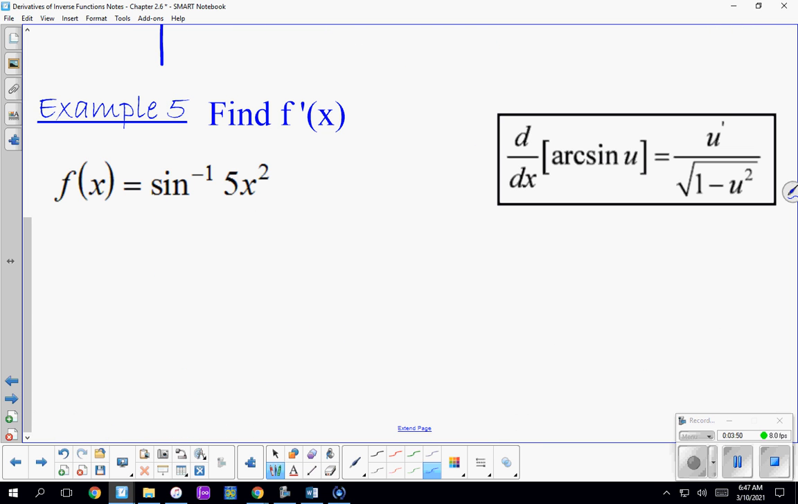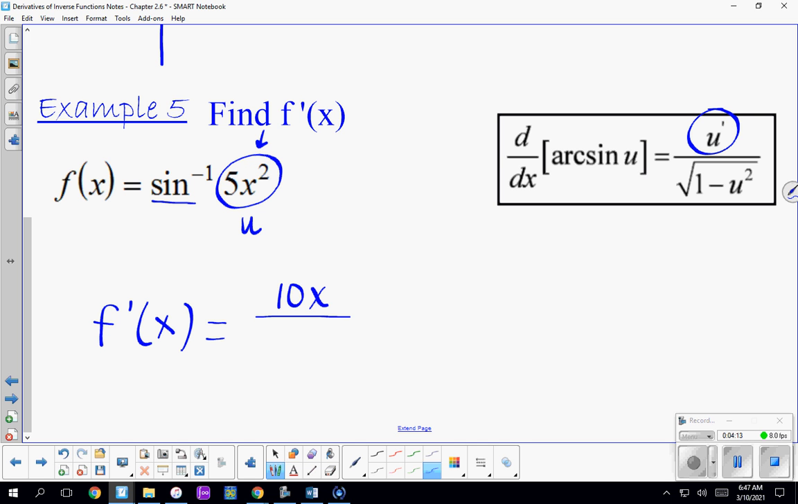Okay, our last example with this. Again, this is just a different way to say the inverse sine. This is my u value because that's what's inside of my inverse trig function. So I'm going to put its derivative in the numerator. So the derivative of f is going to be the derivative of this u function. So 10x would go in the numerator. In the denominator, all I have to do is plug that u value in here. So it's going to be the square root of 1 minus 5x squared, and then I have to square that.